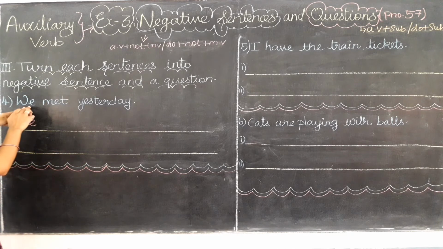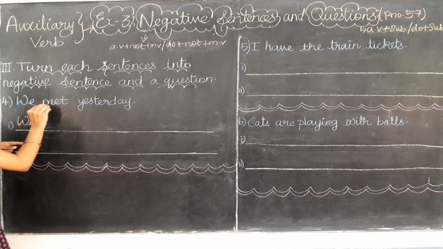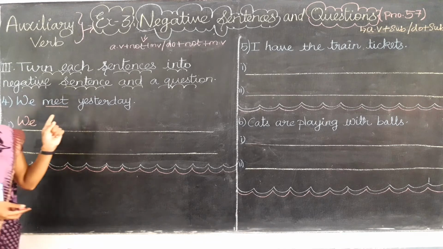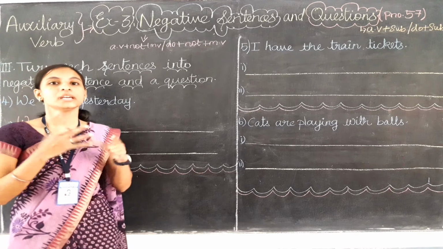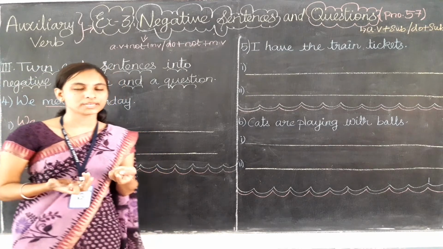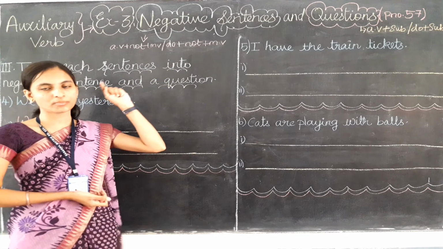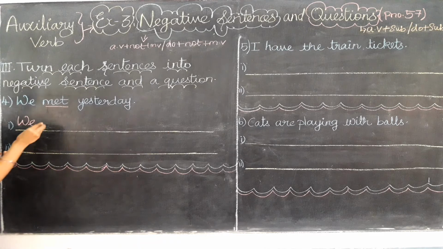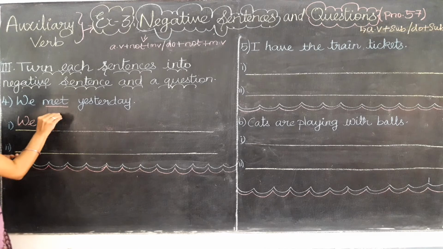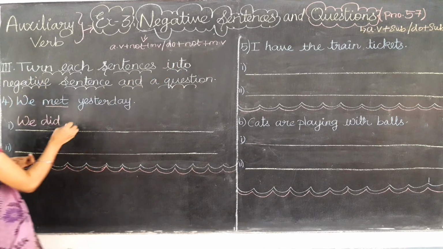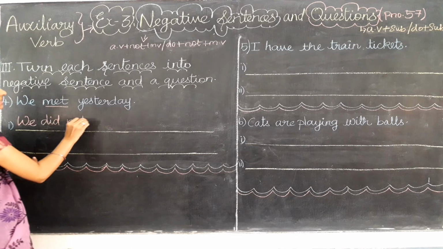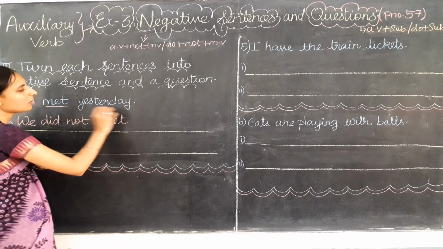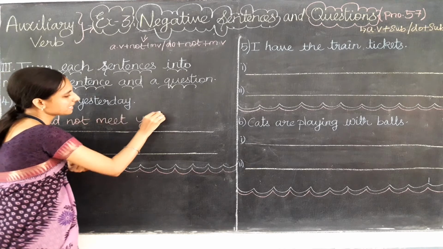Okay, so the subject here is we, and the main verb is met, which is in the past form. We are going to use the present form, I mean the normal base form, that is meet only. Before that we need to use the do form verb. So for the past time, the do form verb will be did only. So I am going to write did here. After writing did, what do I need to write? Yes, not. Then the main verb, here the main verb is meet. Then all other words will come as they are: yesterday.